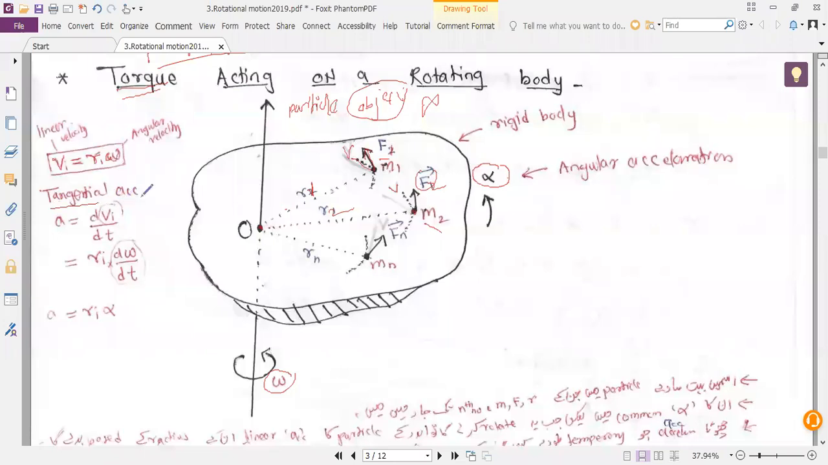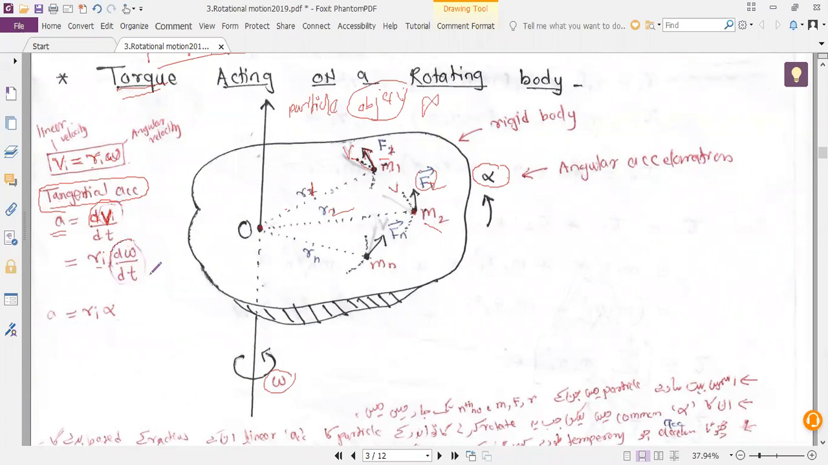Now we also know the formula of tangential acceleration. Acceleration is nothing but change in velocity upon time. So if the velocity is changing very small, we represent it by derivative dv upon dt. Now we have the value of v. What is the value of v? r omega. So I'm taking r d omega upon dt.